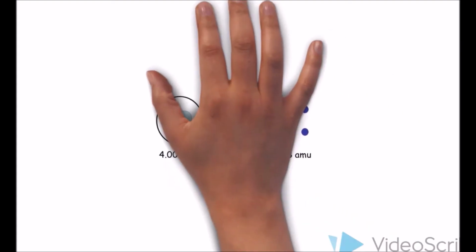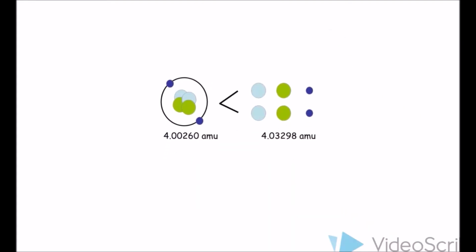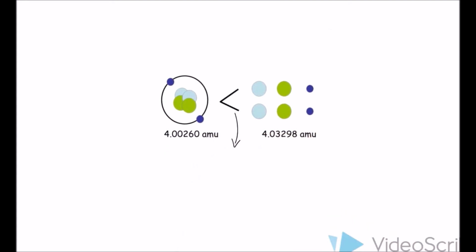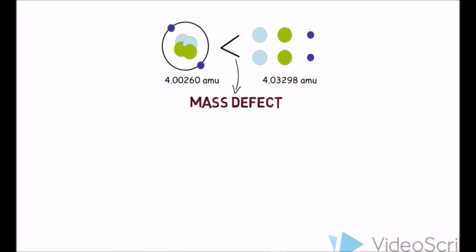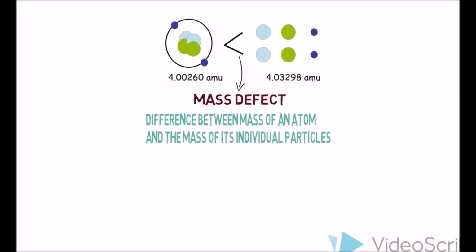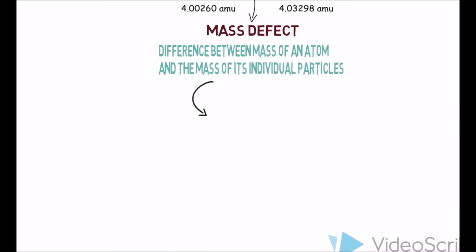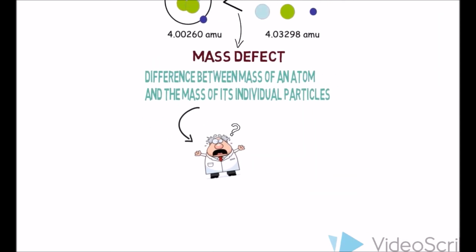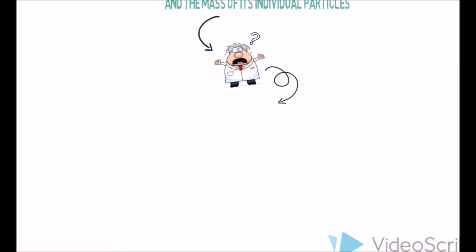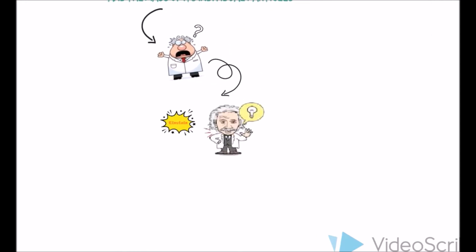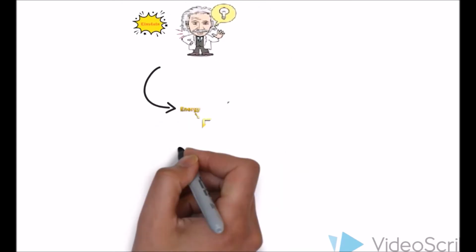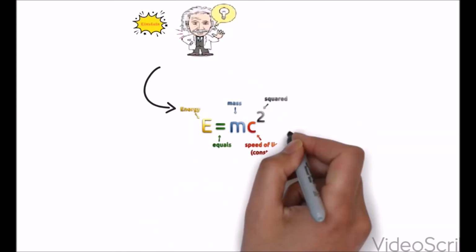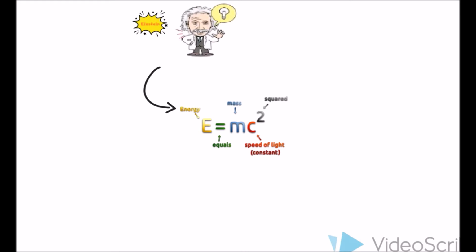We were talking about a difference in mass that will appear between the nucleus and its separate nucleons, which in physics is known as the mass defect. This bothered scientists for many years until Albert Einstein came up with his revolutionary hypothesis that energy and mass are actually interchangeable by the equation E = mc², where E is energy, m is the mass defect, and c is the speed of light.